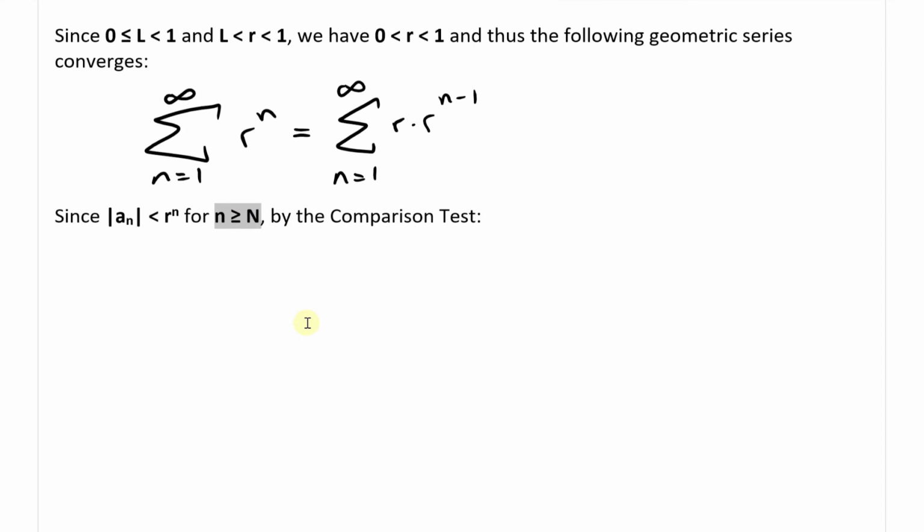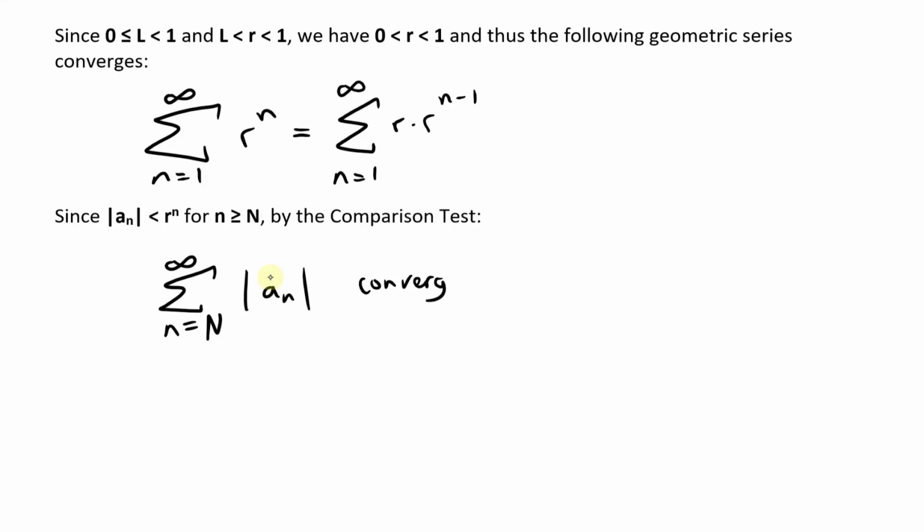by the comparison test, we have that the summation from n equals capital N up to infinity, we're starting from there because that's what we initially specified R based on, capital N, of the absolute value of a_n converges as well by the comparison test, because every term, the absolute value of a_n, is less than R^n, which converges.